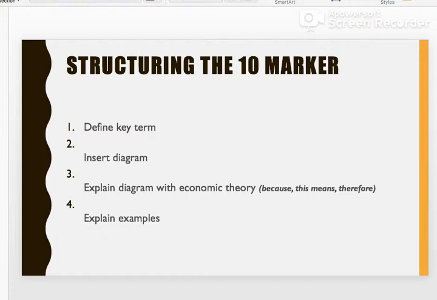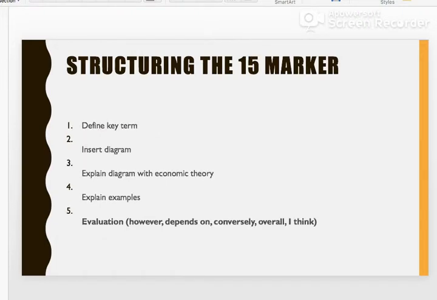Here this section should be quite lengthy. You've got connectives like because, this means, that's you're going into depth on your answer. And then 1 or 2 examples in the real world. That will get you some further application. Now the 15 marker is the same structure, those 4 stages, but you add in this evaluation section.